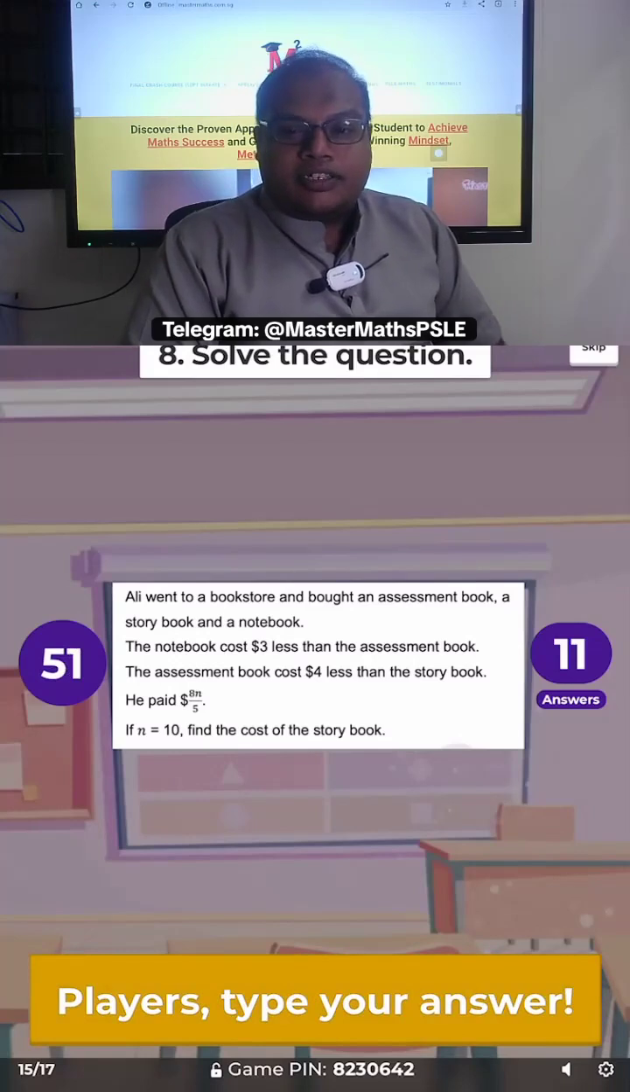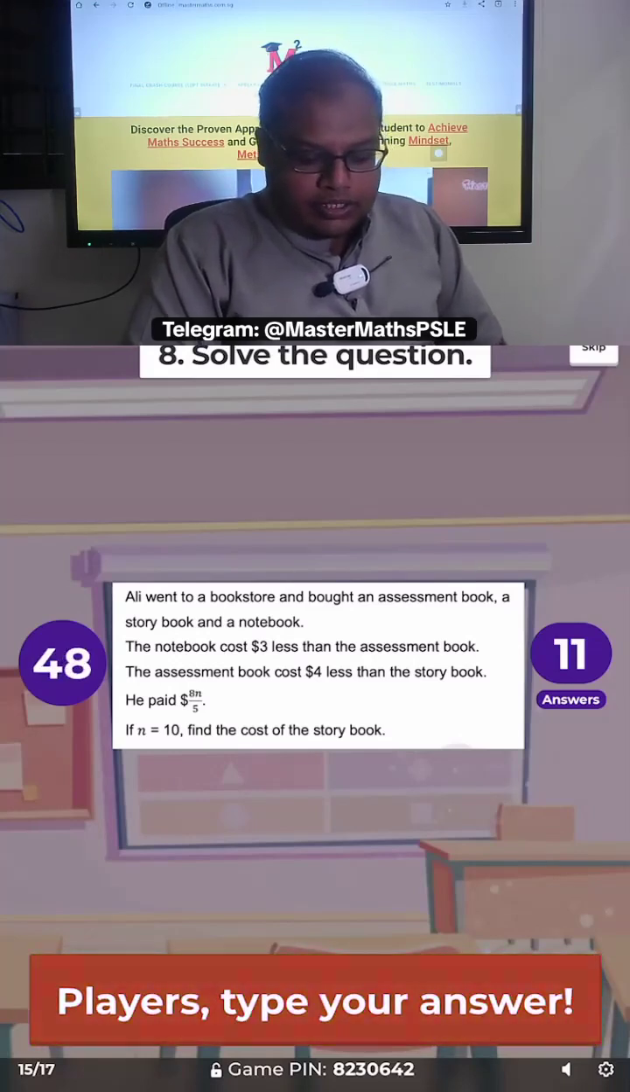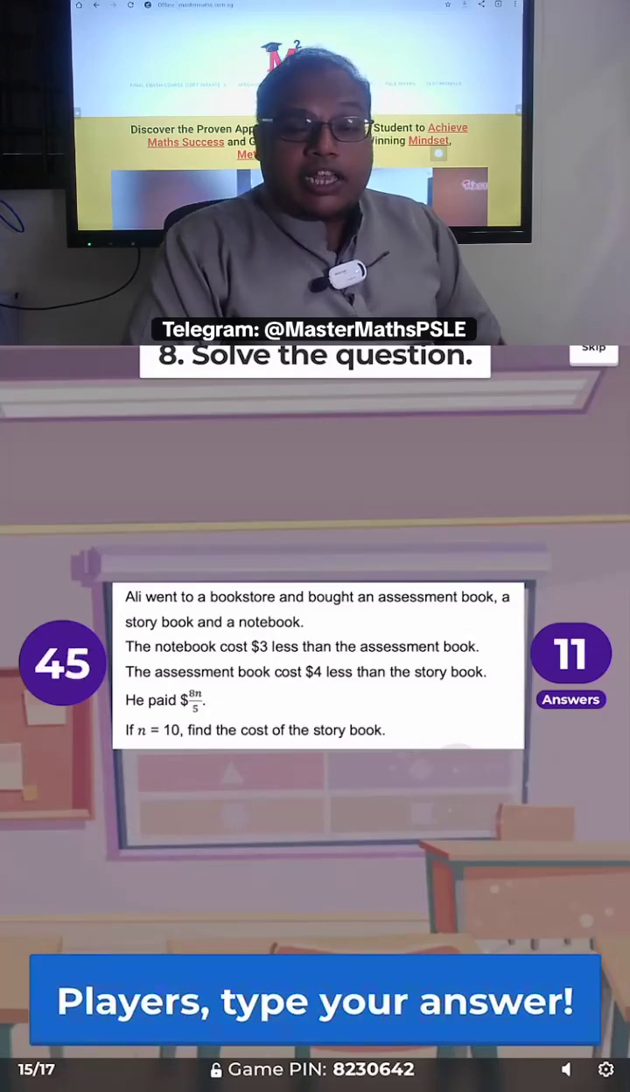Okay, drink more water. Units. Yes, because you have to find the cost of the storybook.